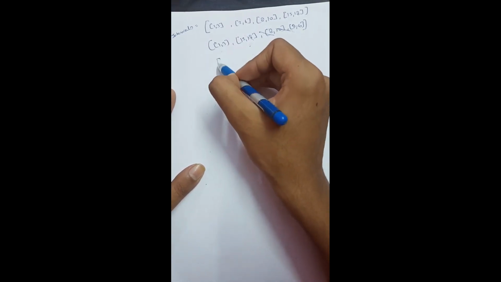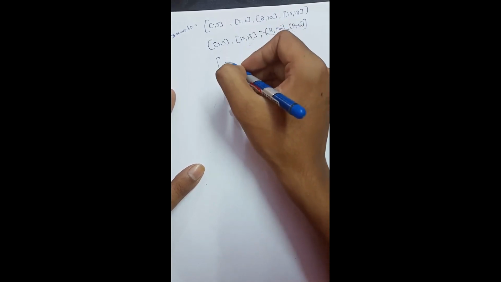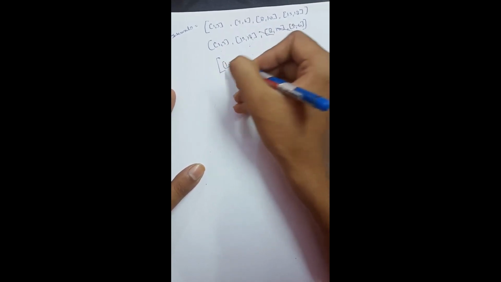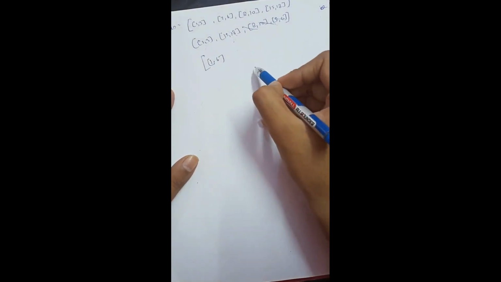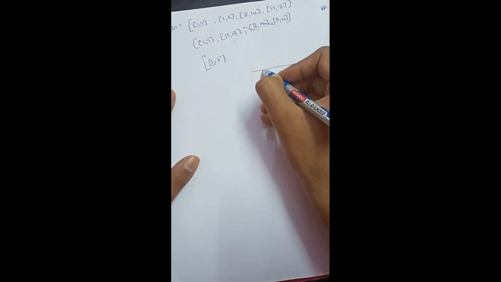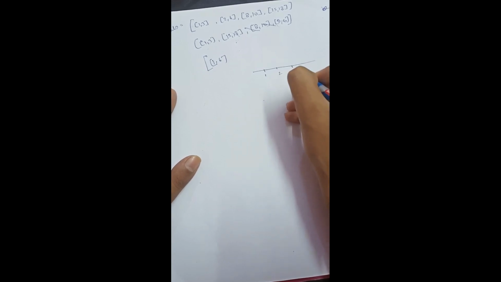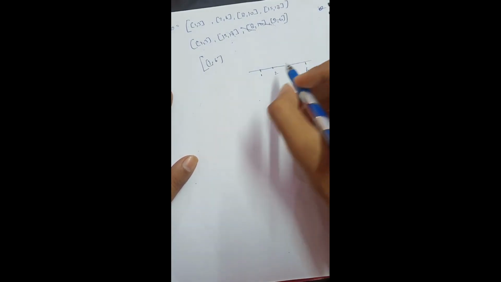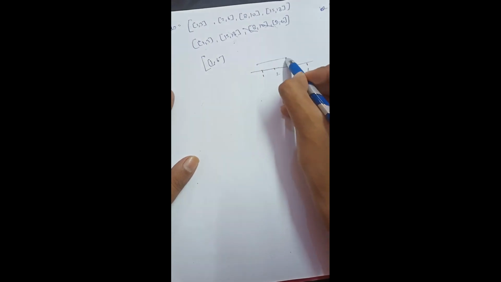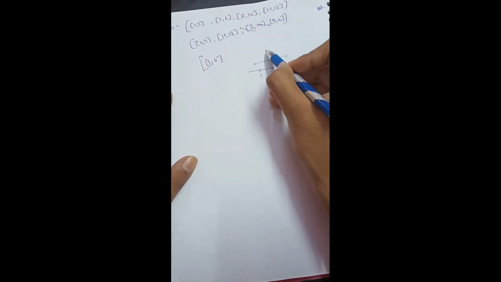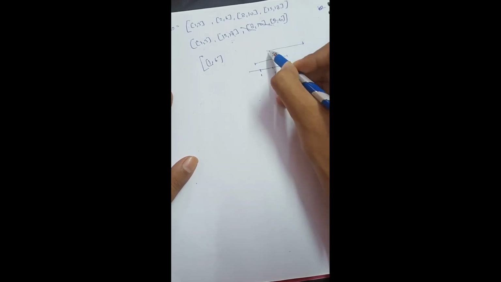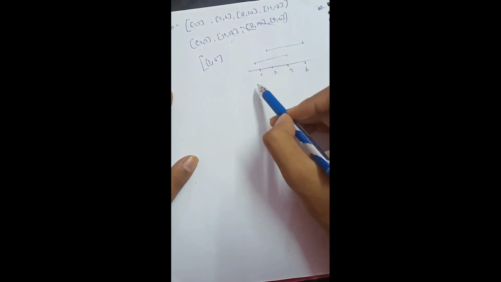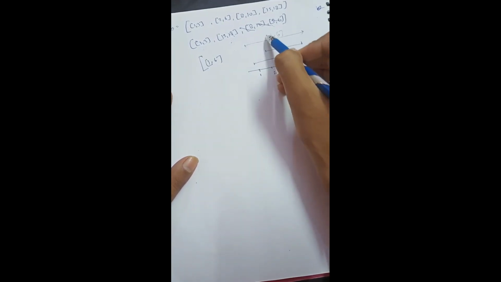So this is in sorted order. So now we can merge them, 1 comma 3 and 2 comma 6. We can merge into 1 comma 6 because basically we are finding a union. You must have studied in class 11th. Let's see. In the number line here is 1, here 2, here 3, and here 6. So 1 comma 3 is this and 2 comma 6 is this. So union of this is what? 1 comma 6. This is its union, 1 comma 6.